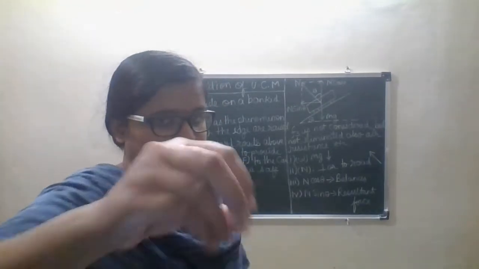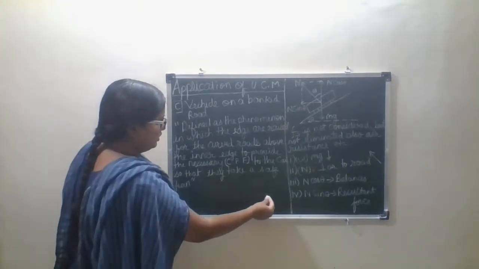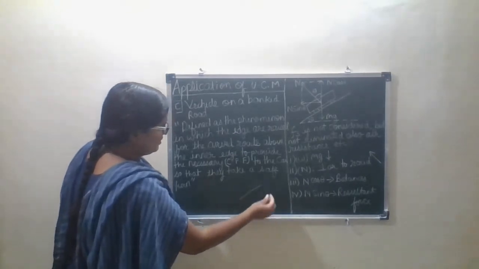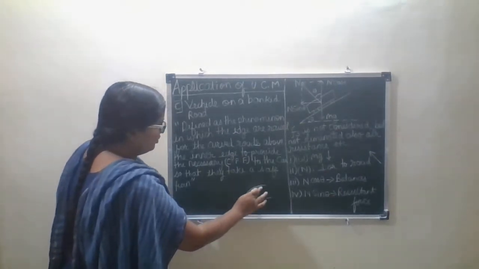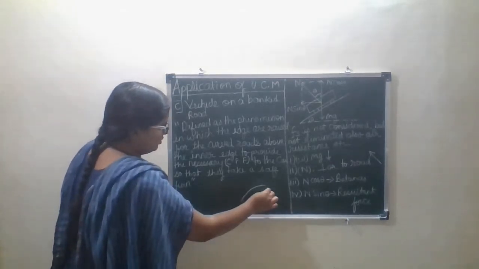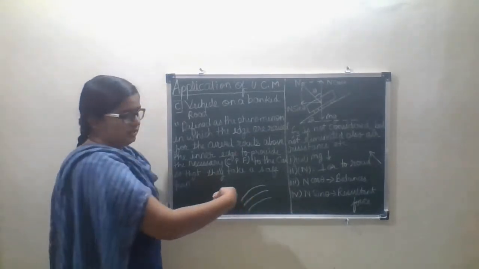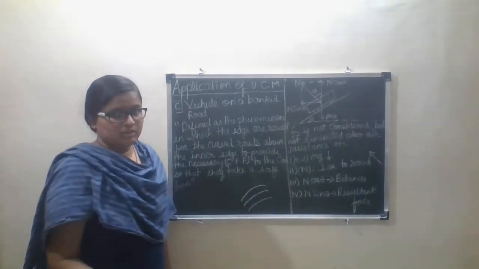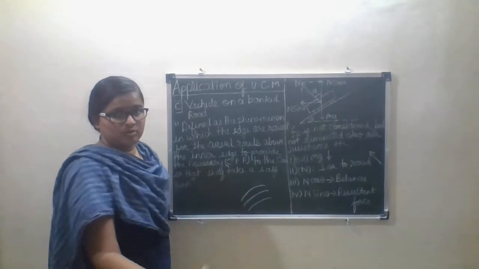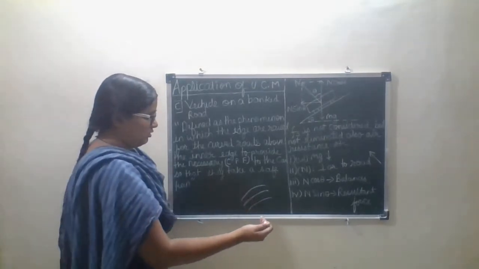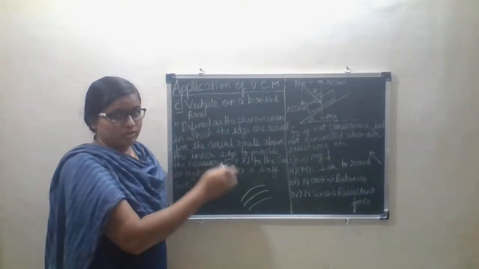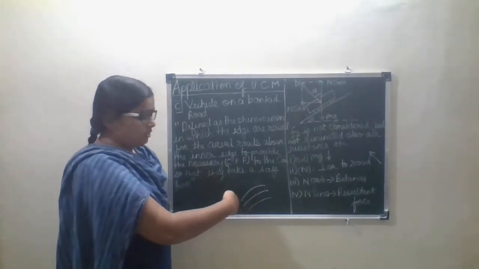Suppose this is the road, a circular road, like this. On a circular road, we have to go, and the car is moving here on this circular road. We have to take a turn. Sometimes our car is moving very fast, and we have to take a turn on a circular road, in a circular way, but the road is horizontal.